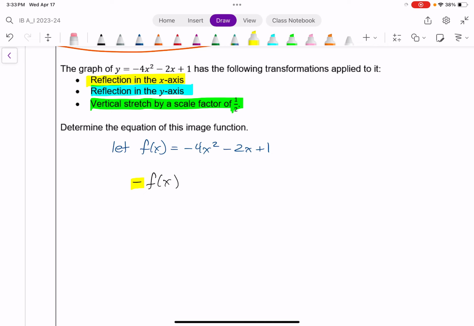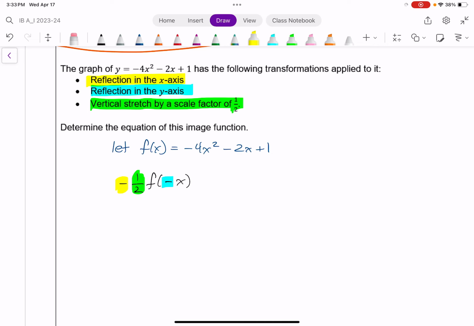Sorry, that's what I did first. The reflection in the y-axis, that horizontal reflection, that's when I make just the x negative, so I have a negative here. That's just the reflection in the y-axis. And then finally, my vertical stretch by a scale factor of a half. All I've got to do is take this and multiply the whole thing by a half. So let me give myself a bit more space and put a little 1/2 here. And so now all those transformations I wrote, I've described in function notation.